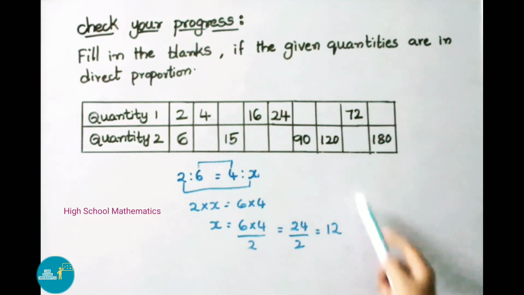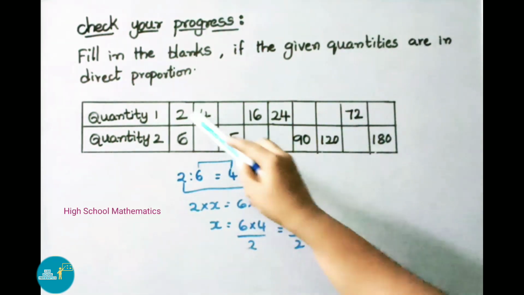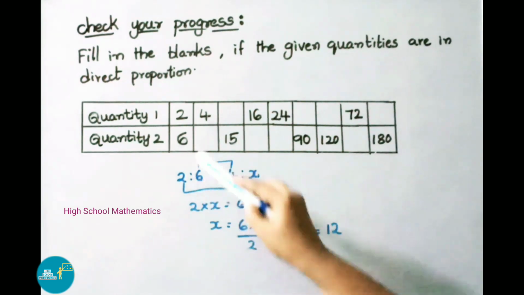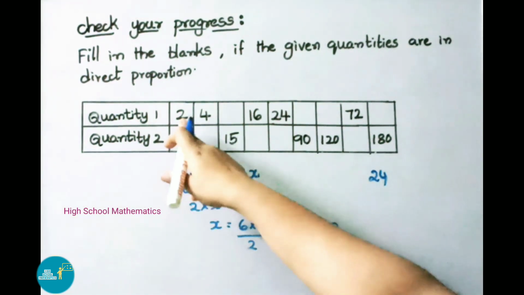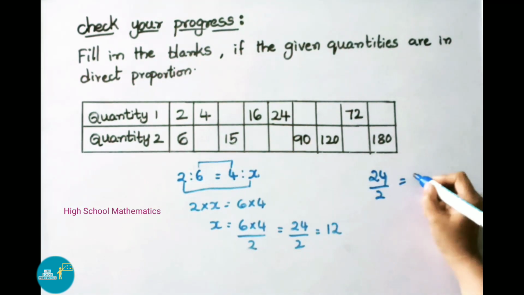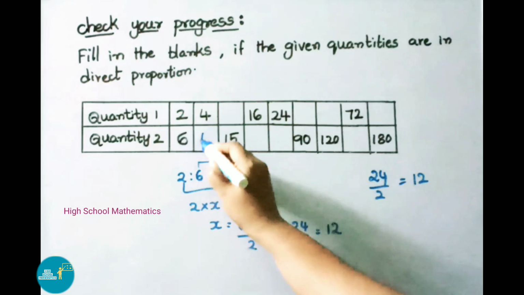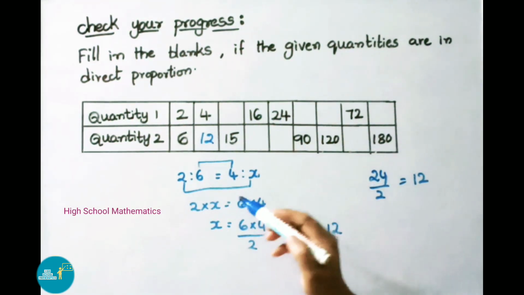So instead of doing this long procedure, let us see the table. We shall do cross multiplication. 6 4s are how much? 24. Divide by the other value, 2. So 2 table 24, how many times? 12 times. So the unknown value here is 12. In the same way, let us see the next one.